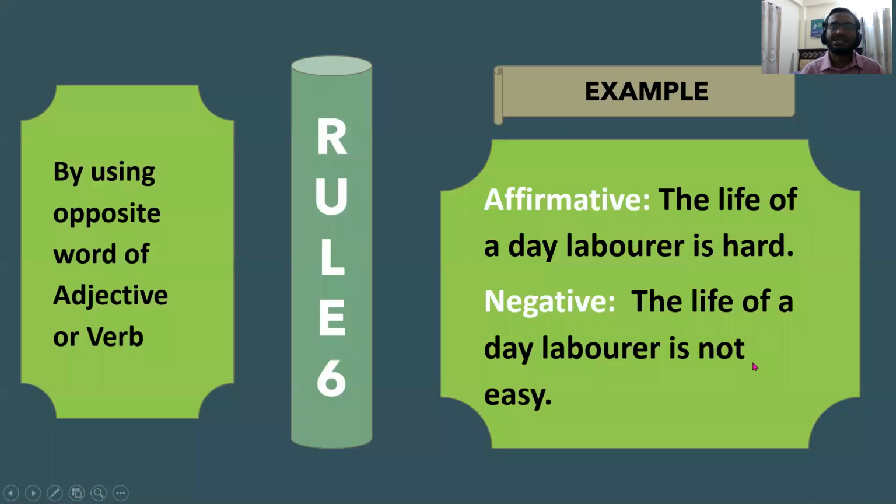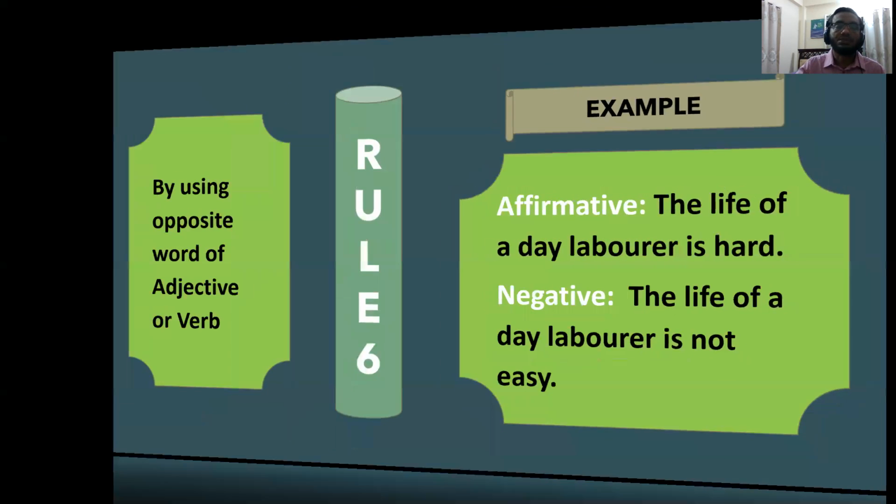So you can easily understand that rule 6 is displayed here on the screen. By using an opposite word, we can make affirmative sentences negative. Then we can give an example. The life of a day laborer is hard. In the negative form, the life of a day laborer is not easy. Okay? Now come to rule 7.